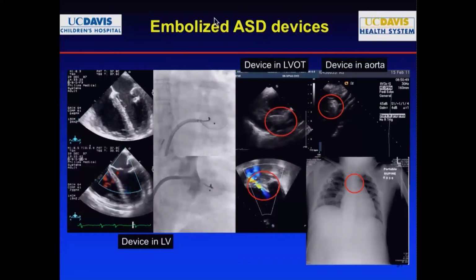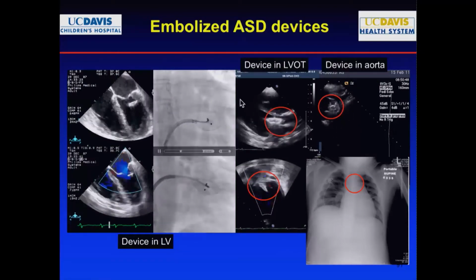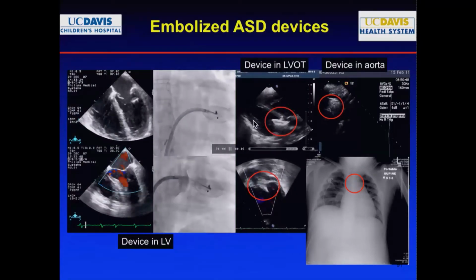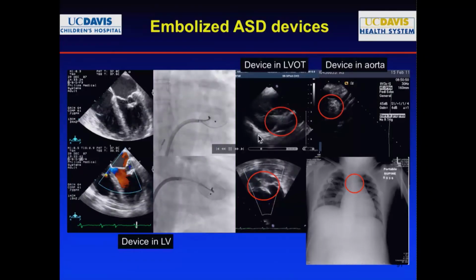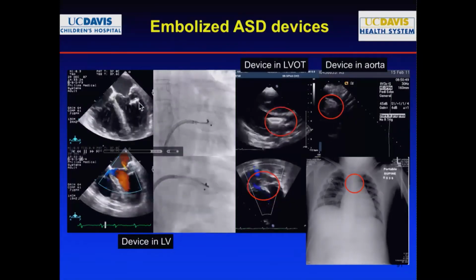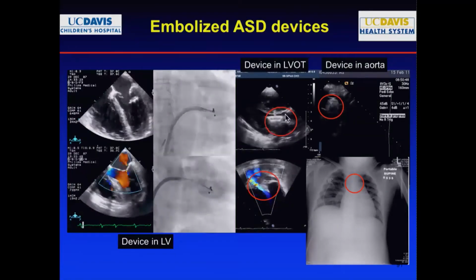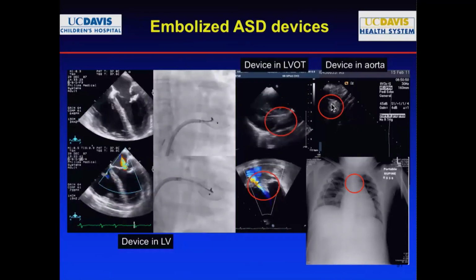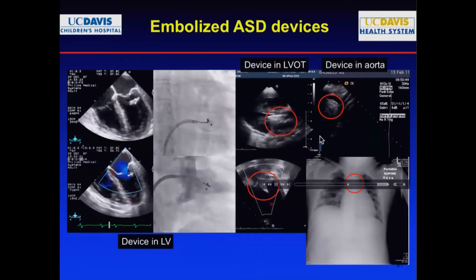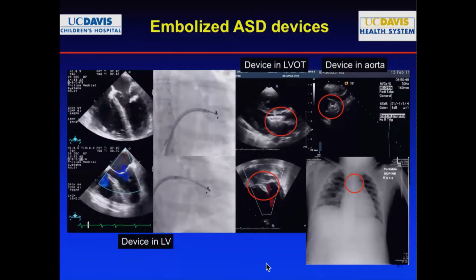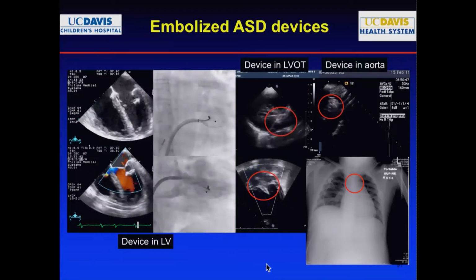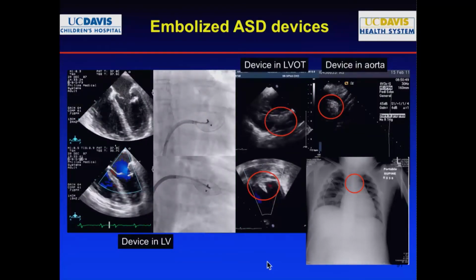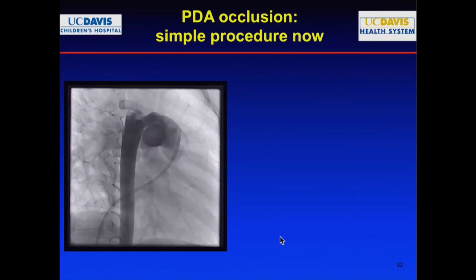Again, I'm sure all of us have seen devices embolize even after it looks good. You send the kid to the recovery room, they embolize, they go home, they come back embolized. So you see an ASD device in the left ventricle, in the outflow tract, in the aorta. So you can embolize anywhere. Now the good thing is that most of these can be retrieved. At least you got that. You can't get that so easily with stents. So every time you put a device in, just know that you can still get into trouble even afterwards.